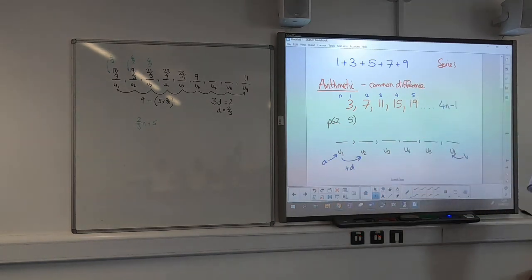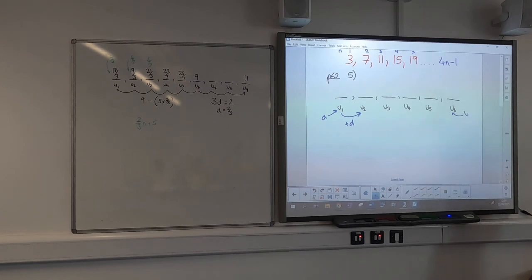And D can be negative, so you can have a sequence that's going down. But if it's an arithmetic sequence, that gap is always the same. You're either adding or subtracting the same amount. And we use n to stand for the number of terms. So in this case, n equals 6.